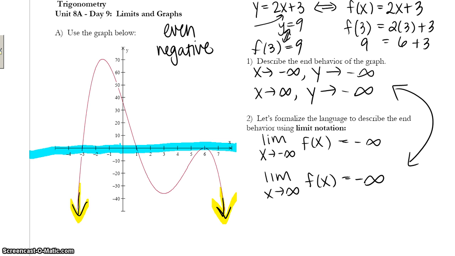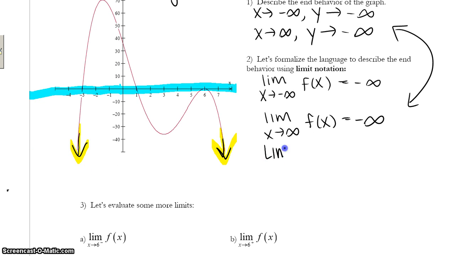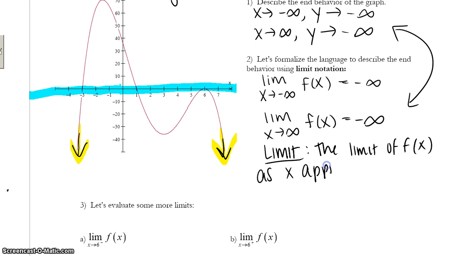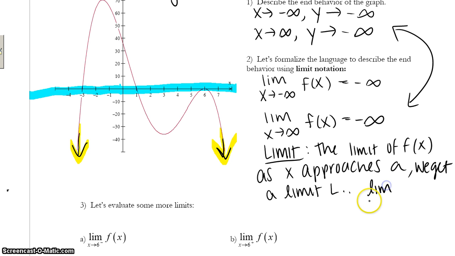So now let's talk about what a limit is. So the limit of f of x as x approaches some number a, we get a limit, L. So we write this as the limit as x approaches a, f of x approaches L.